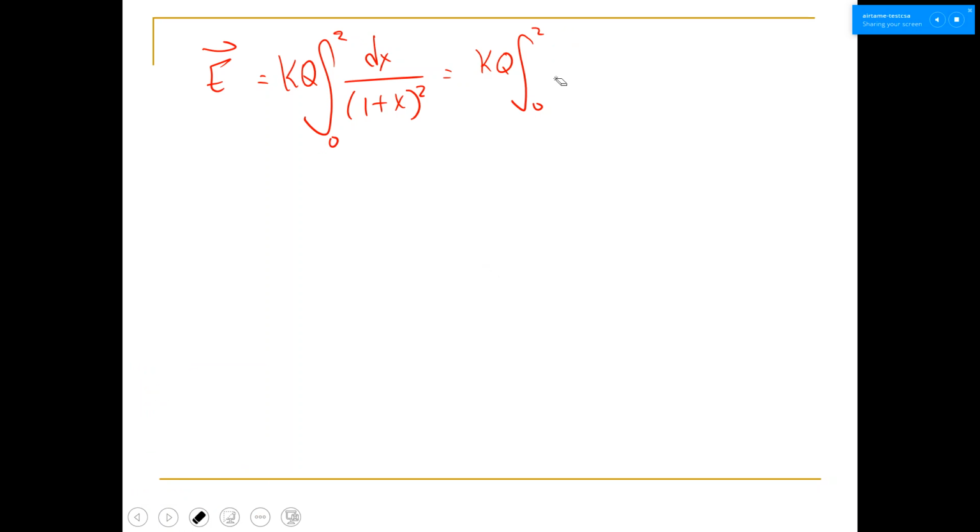That's pretty straightforward. E is equal to kq times the integral from 0 to 2 of (1 plus x) to the power of negative 2 dx, and that's just by the polynomial rule that you guys know. Can you guys integrate that and give me an answer, please?